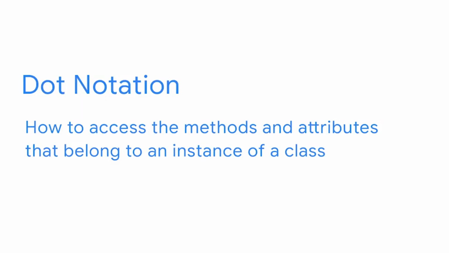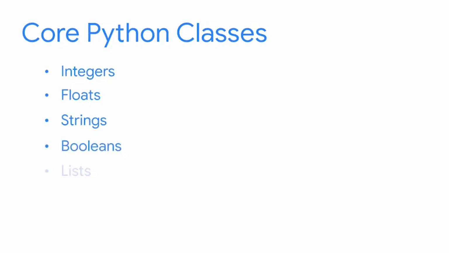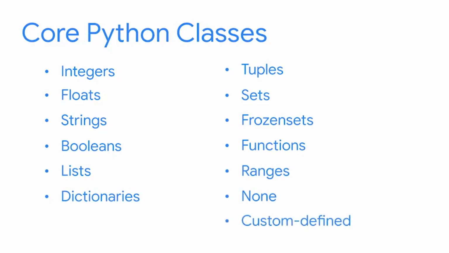That is called dot notation, and it's how we access the methods and attributes that belong to an instance of a class. There are many different classes in Python. You've encountered some of these already. The core classes of Python are integers, floats, strings, booleans, lists, dictionaries, tuples, sets, frozen sets, functions, ranges, and None, which is a data type that returns an empty value. There are also many additional custom-defined classes that come with libraries and packages, and you can even make your own.